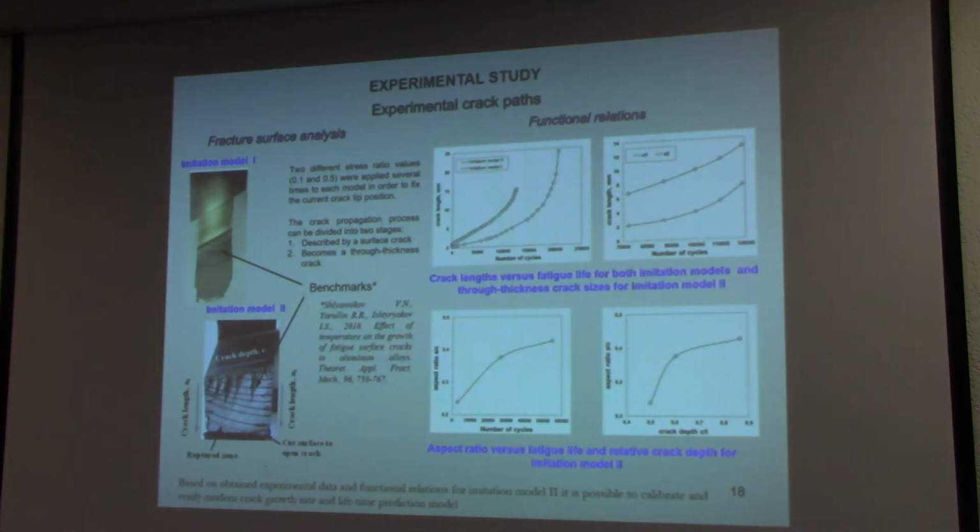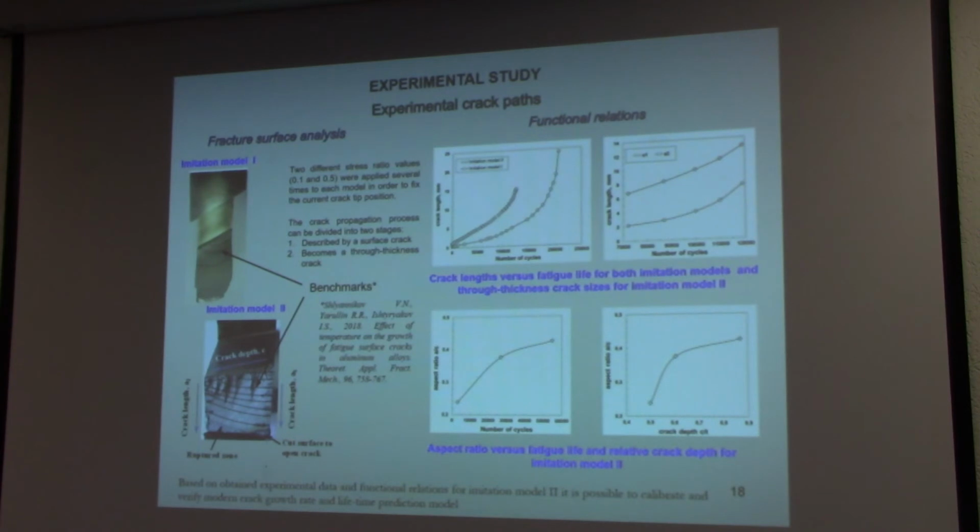The detailed fracture surface analysis for both imitation models you can see in this slide. Two different stress ratios were applied several times to fix the current crack tip position. The crack propagation process can be divided into two stages. On the first stage, a quarter elliptical crack is described by surface cracks, and on the second stage, the quarter elliptical crack becomes a through thickness crack.